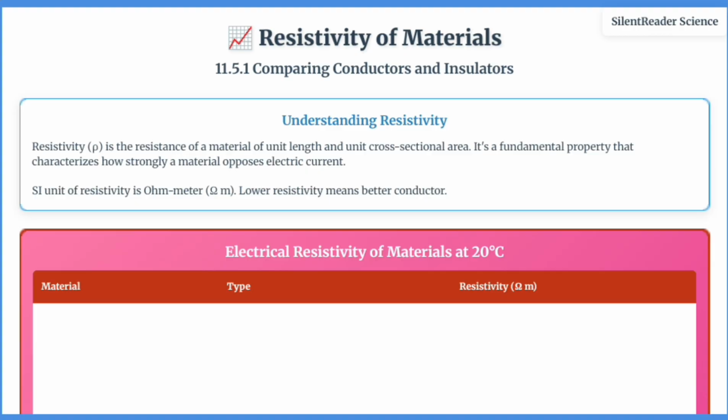This is why alloys like nichrome are used for heating elements. They have high resistivity which produces more heat, don't oxidize easily at high temperatures, maintain mechanical strength, and their resistivity doesn't change much with temperature.